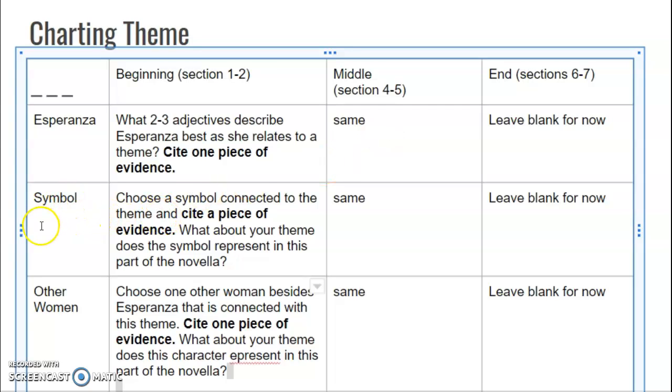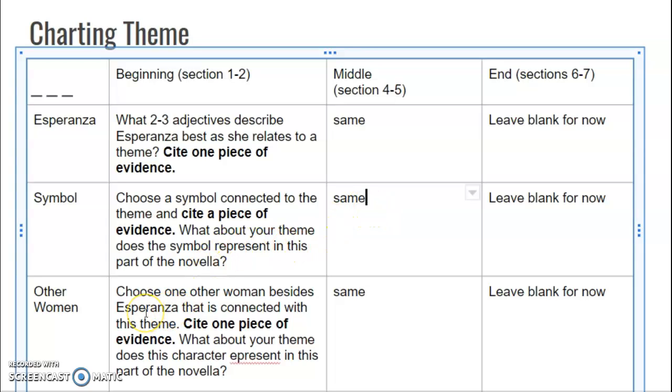Same thing for your symbol. So the prompt is choose a symbol connected to the theme of your choice and cite a piece of evidence. What about your theme does the symbol represent in this part of the novella? So in the beginning, in the middle. This one's a little trickier. You need to pick a theme that unites your symbols. So for example, you might pick poverty. So you need to do a symbol with poverty in the beginning and a symbol with poverty in the middle. It's easiest if you pick the same symbol that runs throughout the book, but you don't have to as long as your theme remains the same.